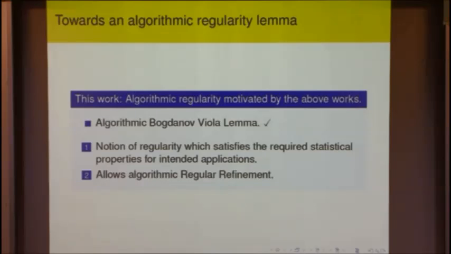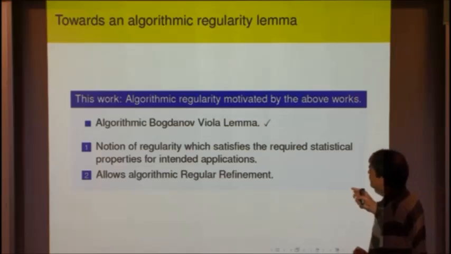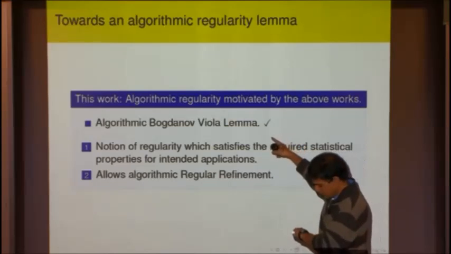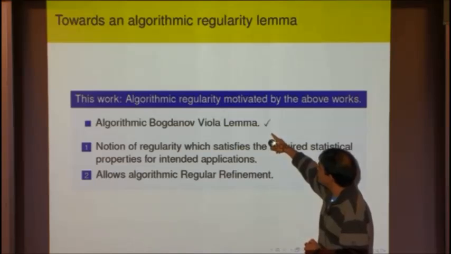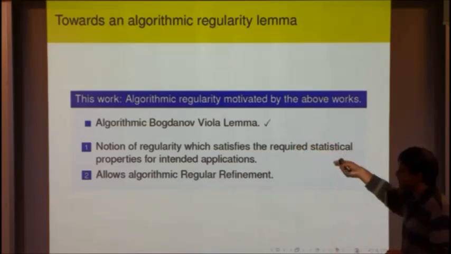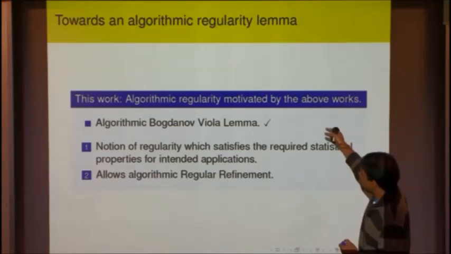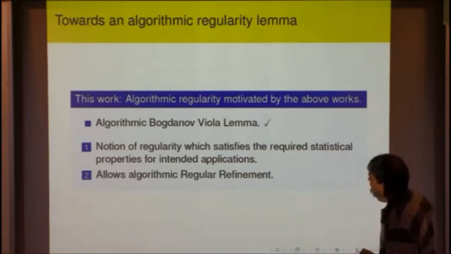So if we want to replace our notion of regularity by something else, then it should satisfy two properties. One remark that I want to make is that this part, the Bogdanov-Viola lemma, can be made algorithmic very easily. The part that given a biased polynomial you want to find a collection of polynomials which approximates it, can be made algorithmic. But if we want to make the whole thing algorithmic, we need to satisfy two things.